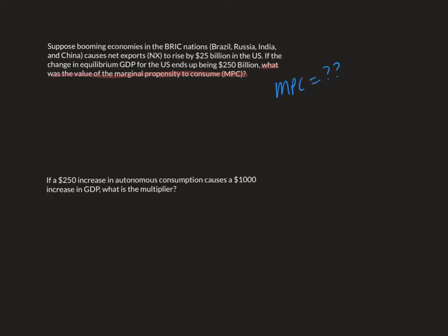What do we know? Well, we know that a change in net exports leads to a larger change in equilibrium GDP. So this must be the multiplier. This large change is the multiplier. And if it goes from 25 to 250, that must mean there was a 10 times change. So the multiplier was 10 times.